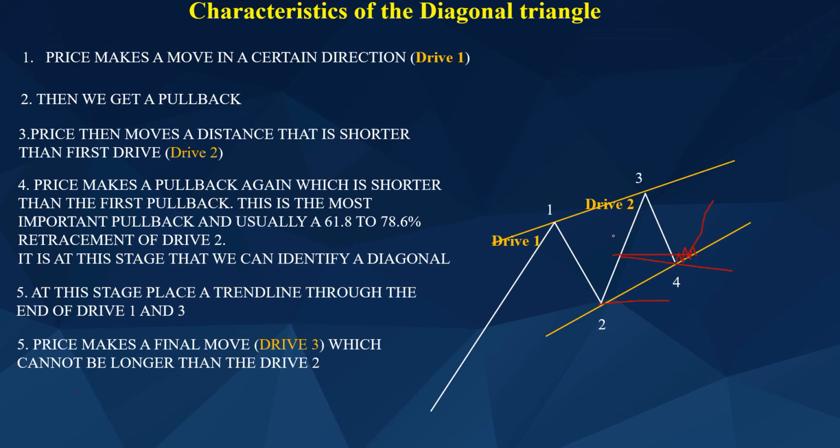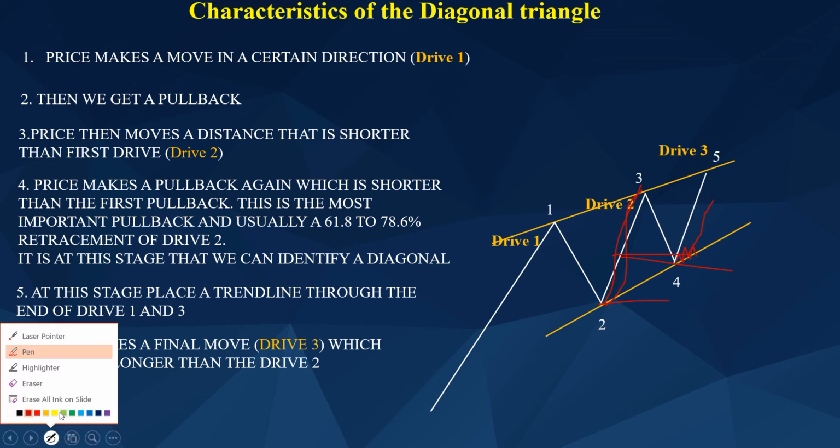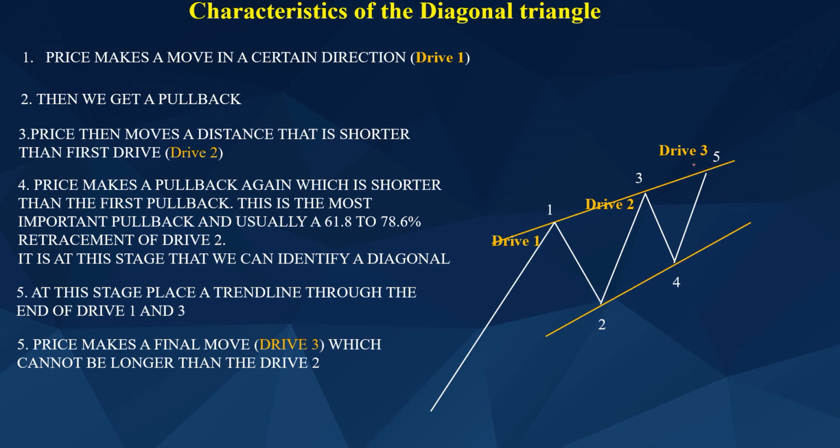Okay, then price makes a final move, which is drive 3, which cannot be longer than drive 2. So price will move a distance that can never be longer than this. It can never be longer than drive 2. So drive 3, sorry, can never be longer than drive 2. Okay, so look at it. So it makes a third drive which cannot be longer than drive 2.